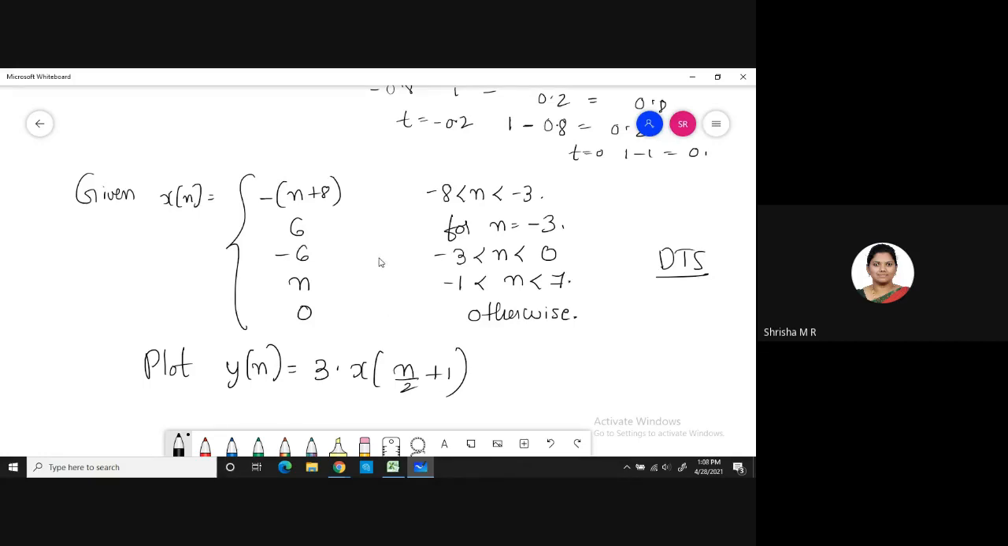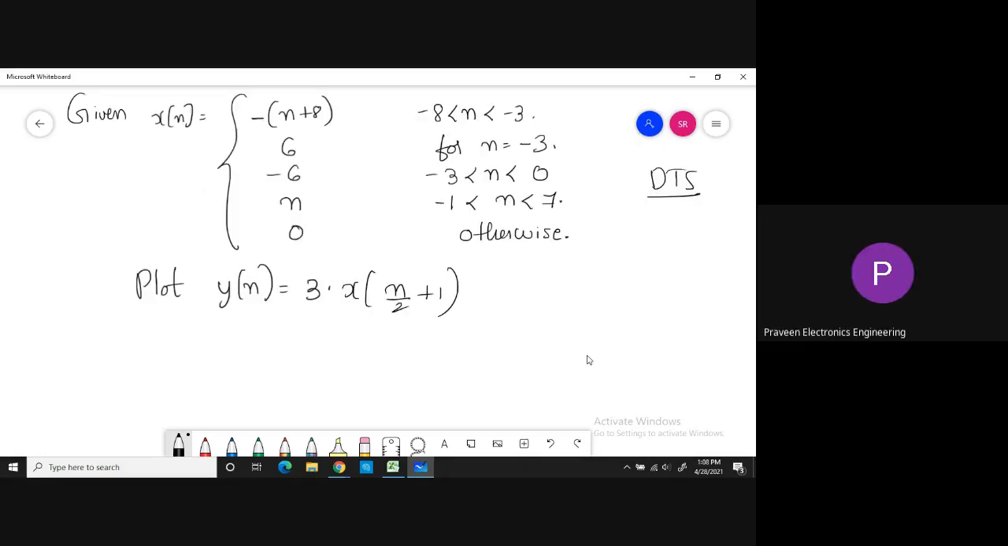What is the range of n? Minus 8 to 7. Minus 8 to? Plus 7. So what is given here? It is given in this form. What does this mean? N is greater than minus 8. It is less than minus 3. What is the meaning of that?